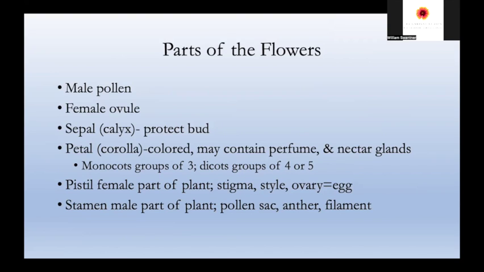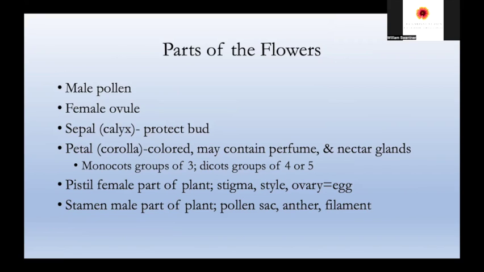All right, parts of the flowers. You have the male, which is the pollen, the female, which is the ovule. You have the sepal, or sepal, depends who you want to listen to. The sepal protects the buds. Calyx is more than one sepal. The petal, more than one petals, is a corolla. It's colored. It may contain perfume or glands.